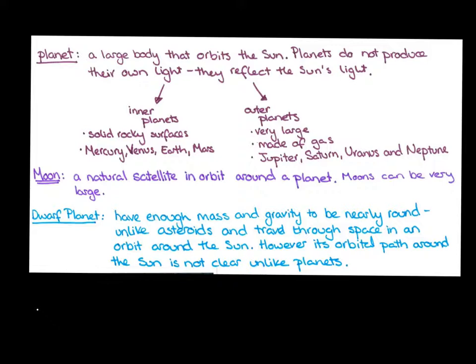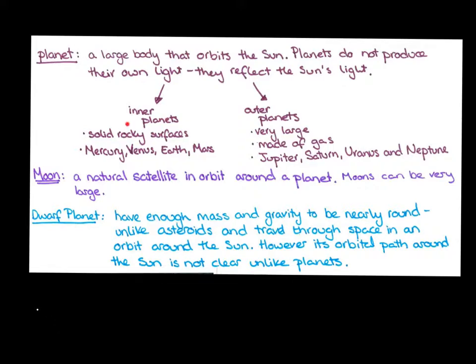But in the meantime, we need to make sure that we are happy about what a planet is, what a moon is, and what a dwarf planet is. So planets: a planet is a large body that orbits the sun in our solar system. Planets do not produce their own light, they reflect the sun's light. Within our solar system, we've classified the planets into 2 different groups: the inner planets and the outer planets. The inner planets are closer to the sun, the outer planets are further away.